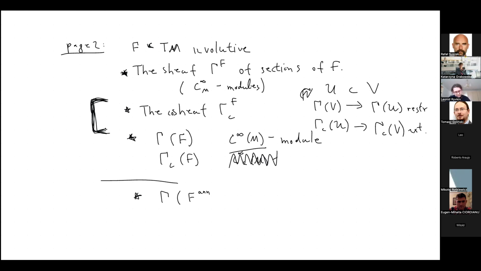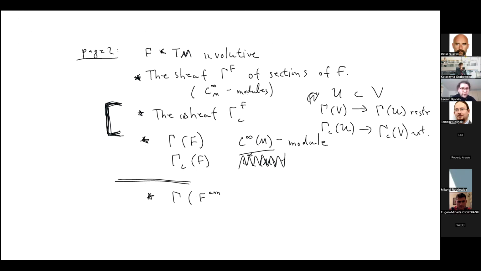Okay. So now we come to somehow a distinction which is not only a matter of taste, but which will in the singular world actually change something. And that is, if we, instead of looking at sections of F, look at sections of the annihilator of F, a certain subspace of one forms on M.